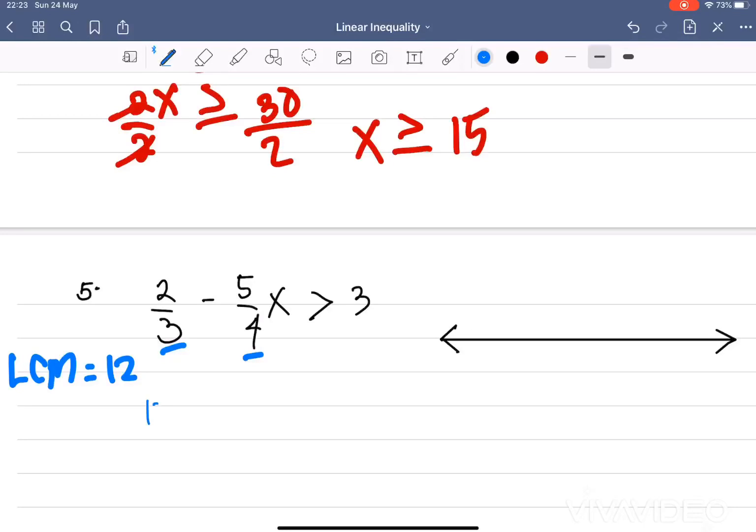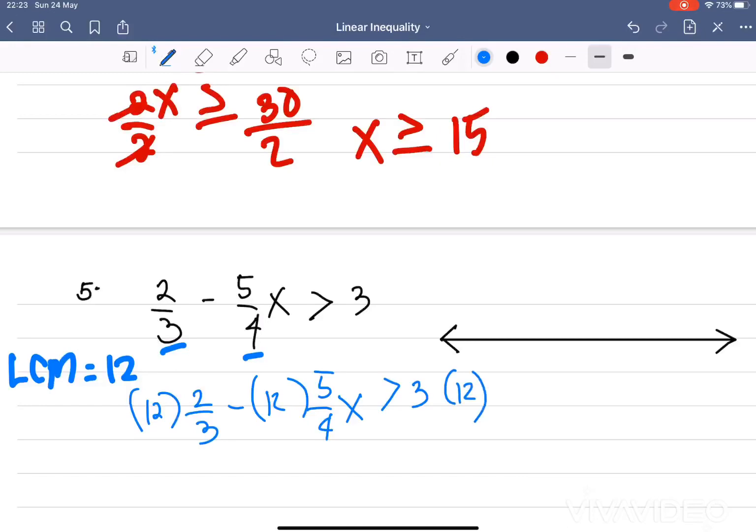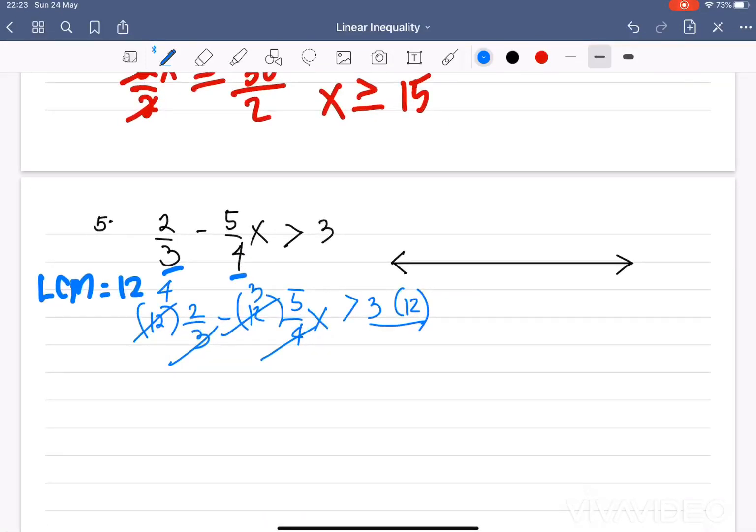So I have 12. I will copy 2/3 minus. I will multiply 12. So I have 5 over 4x, greater than 3. I will multiply 12 again. So this will be cut out, so that is 4. This will be cut out, that is 3. And then I'm going to multiply that later on. So here we have 4 times 2 is 8, minus 3 times 5 is 15x, greater than 36.